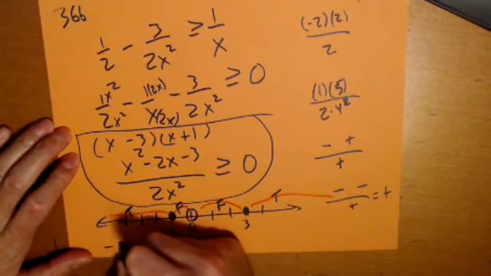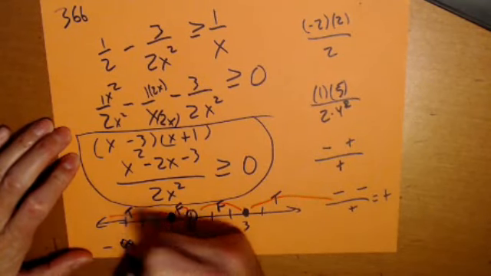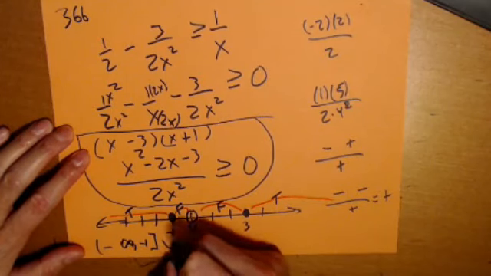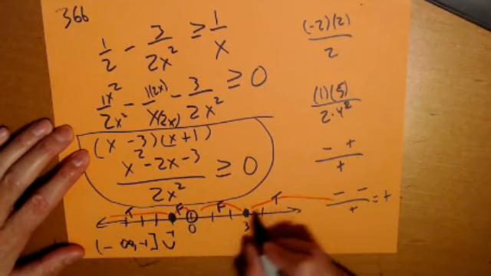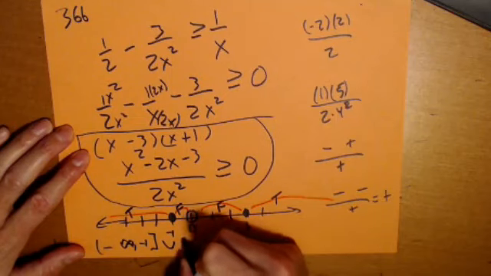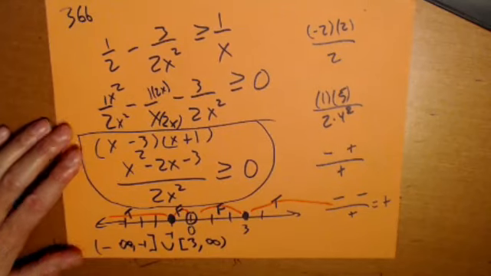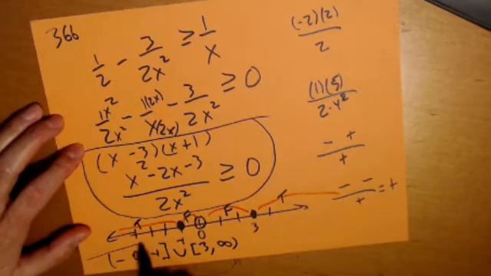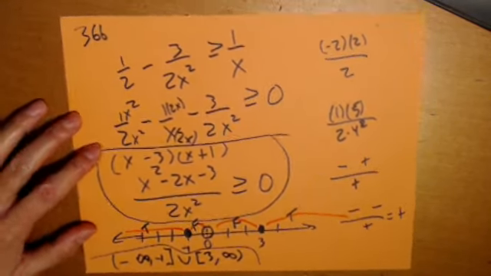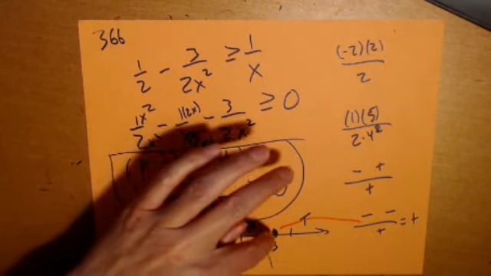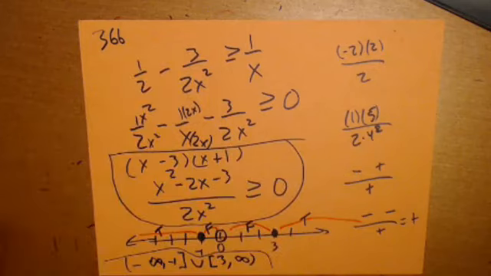So from negative infinity to negative 1, inclusive on the negative 1, union, bracket 3, infinity parenthesis. Whew. Is that right? To negative 1, bracket, and then bracket 3 to infinity. Okay, so you should be able to handle all of 7.6 now. Yay!